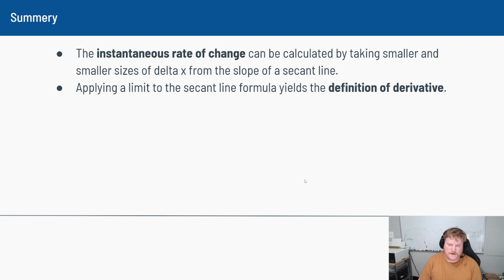So in summary, we have the instantaneous rate of change that we've defined can be calculated by taking smaller and smaller sizes of delta x from the slope of a secant line. Applying a limit to that secant line formula yields what we know of as the definition of derivative.